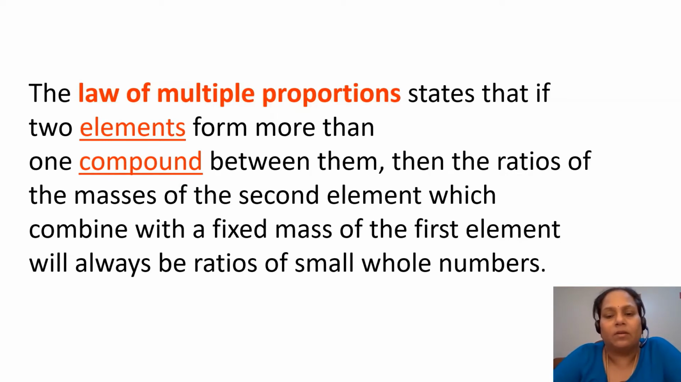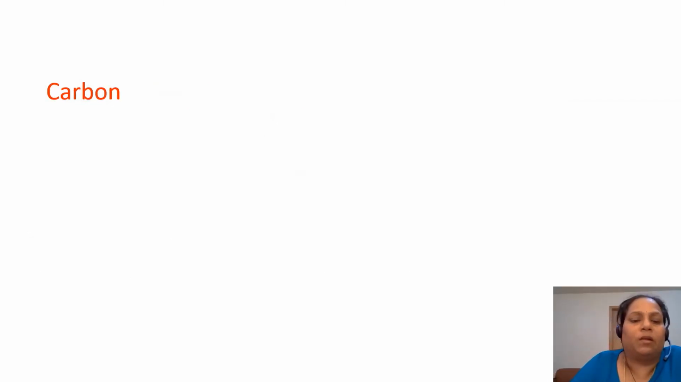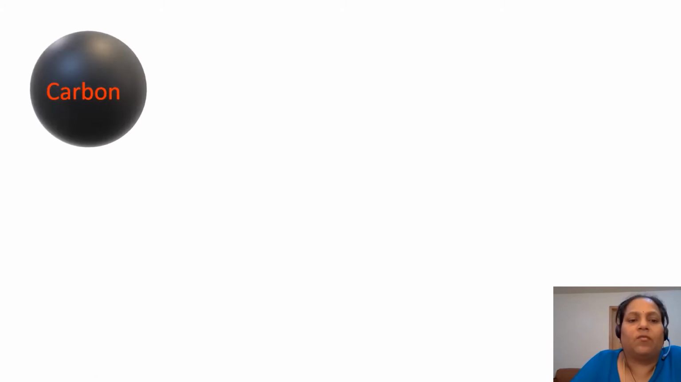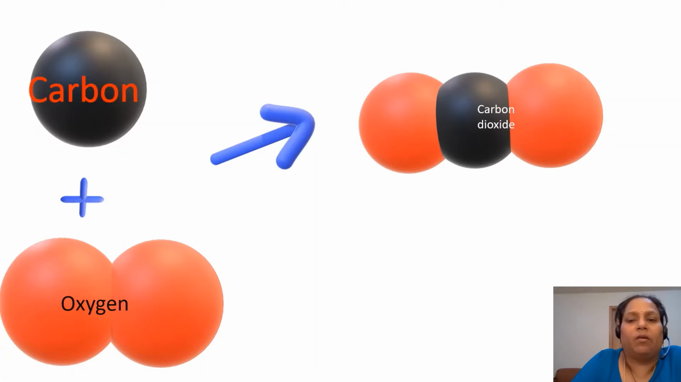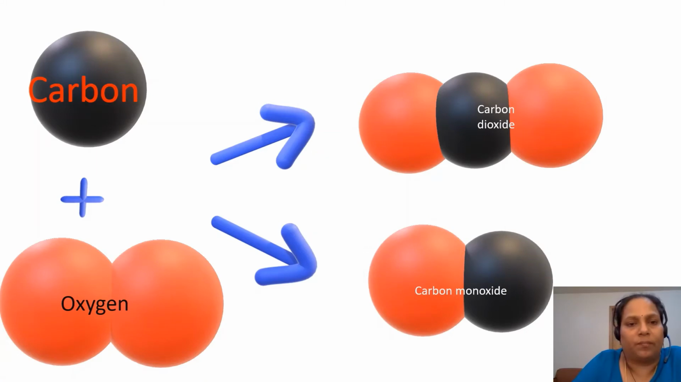Let's look at it with a few examples, and I bet it's not as difficult as it sounds. The first example I'm taking to explain the law of multiple proportion is the formation of oxides of carbon. We know that carbon can combine with oxygen to form either the dioxide, which is carbon dioxide, or the monoxide, which is carbon monoxide. What is the molar mass of carbon? The molar mass of carbon is 12 grams. And what about oxygen? The molar mass of oxygen is 32 grams.